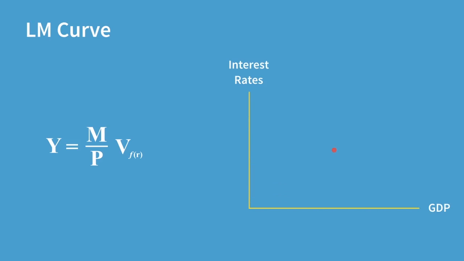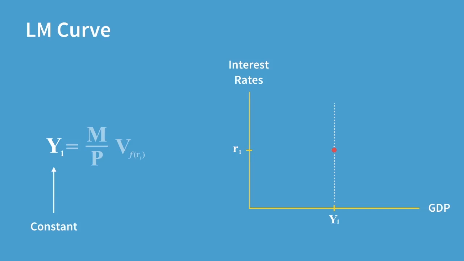We can take this red dot as a starting point. We assume that this point is on our LM curve. This marks some combination of interest rate R1 and output Y1 at which the amount of money supplied and the amount of money demanded will be equal. Our equation also shows that when the left-hand side of this equation is based on Y1 and the right is based on R1, we have equality.